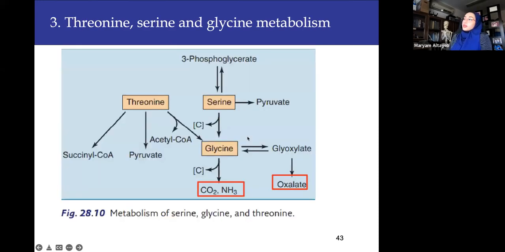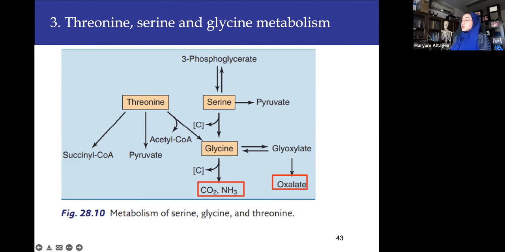Now we have threonine, serine, and glycine metabolism. We already said serine and glycine are interchangeable, so you can change from one to the other. Additionally, threonine can be converted into glycine. Glycine is going to give us as a byproduct CO2 and ammonia. Again, we're just going to go to the urea cycle, and then everything's going to be sorted from there.